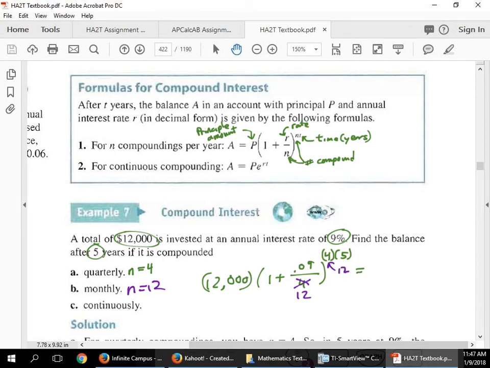You'll notice that compounding monthly is slightly more than compounding quarterly. It's not going to be drastically different, but it is slightly more. Now, if you had continuously, that is just with the E. So we're going to take 12,000 and multiply it by E raised to the 0.09 times T, which is 5. And then you will get the answer for that. That answer will also be pretty close to the other ones, and it should be slightly more. Okay, next I will show you how or why this equation works.